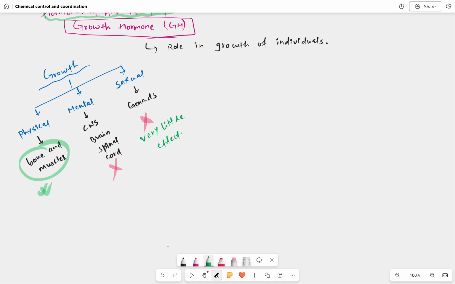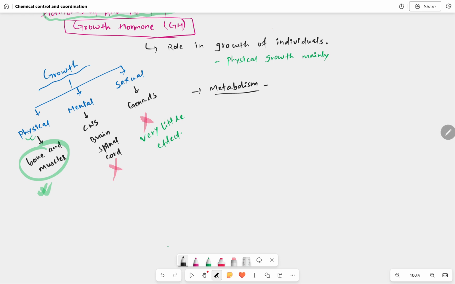So growth hormone has a role mainly in physical growth, not mental growth and not sexual growth. Now for metabolism. If it is involved in physical growth, it will always influence the metabolism.